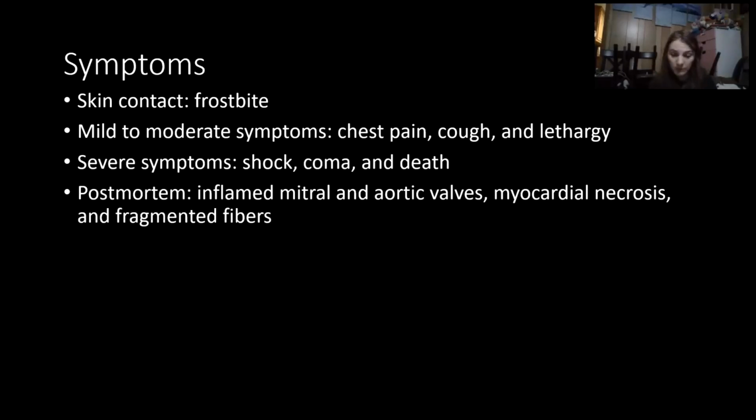The severe symptoms, which occur in most people, are pulmonary edema, tachycardia, collapse of blood vessels, also known as peripheral vascular collapse, which causes your blood pressure to drop, ventricular dysrhythmias, cardiac arrest, shock, seizures, coma, and in everyone, eventually tonic convulsions will occur, which will cause death. In a postmortem individual, what you will see when you open them up is inflamed mitral and aortic valves, myocardial necrosis, and fragmented fibers.